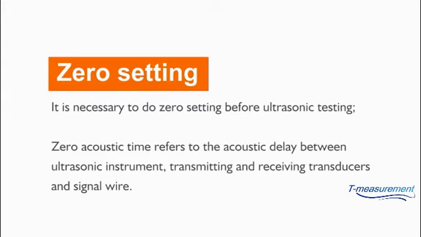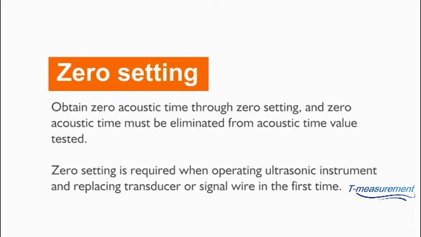It is necessary to do zero setting before ultrasonic test. Zero acoustic time refers to the acoustic delay between ultrasonic instruments, transmitting and receiving transducers, and signal wire. Zero setting can obtain zero acoustic time through testing, and zero acoustic time must be eliminated from the acoustic time value tested. Zero setting is required when operating ultrasonic instruments for the first time and when replacing the transducer or signal wire.